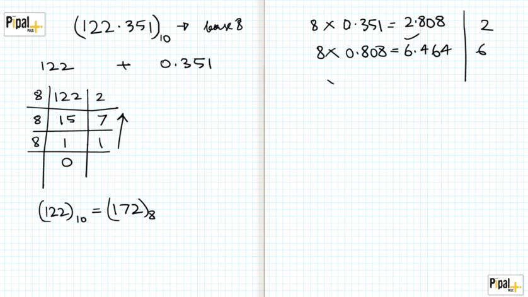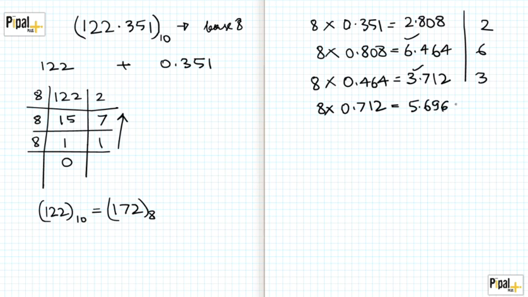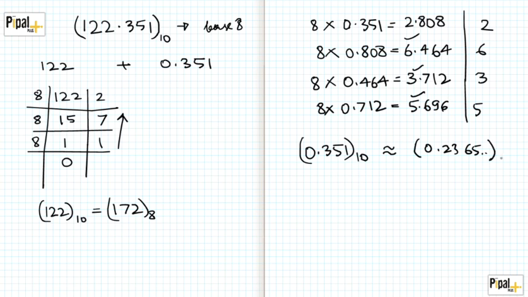And we multiply 0.464 with 8 again, and we get 3.712. We pick up 3, right? And then we multiply 0.712 with 8, and we get 5.696, and we pick up 5 from here. So we got all of these digits in the decimal places, right? So 0.351 in decimal is approximately equal to 0.2365, and it is continuing, in base 8, right?